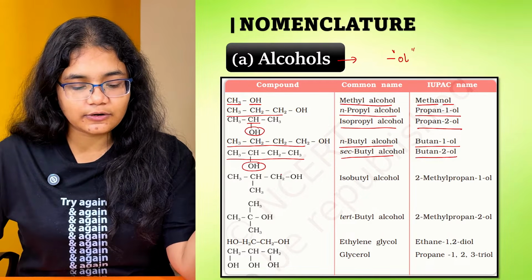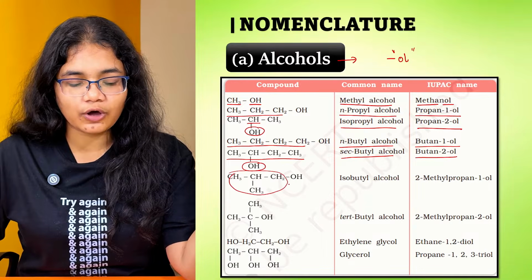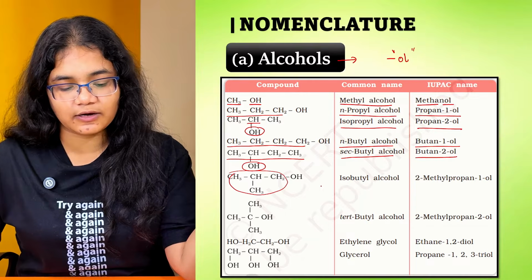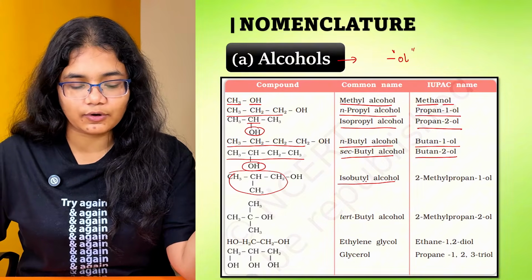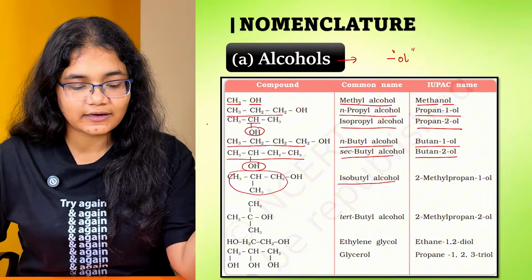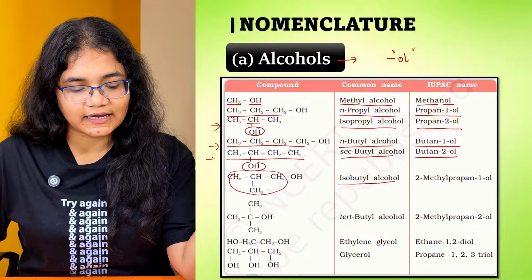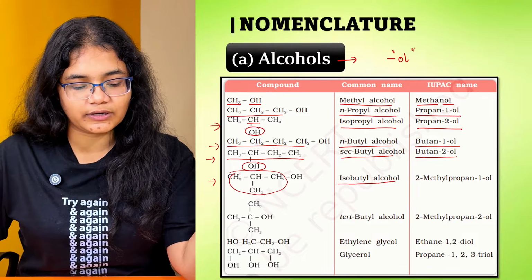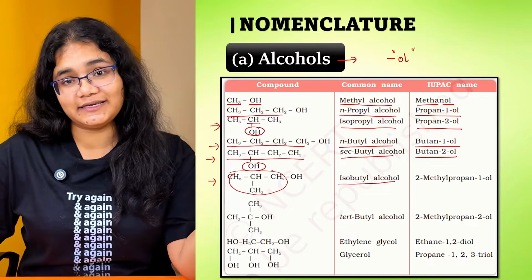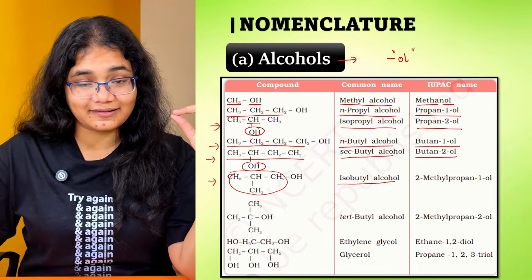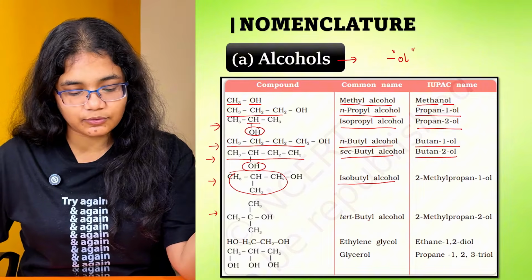Here you can see this particular group is called isobutyl. You can write 2-methyl propane 1-OL, and this is isobutyl alcohol. You must remember isopropyl alcohol, n-butyl, secondary butyl, and this isobutyl. These structures, the common names are more popular than the IUPAC name, so make sure you understand their common names and the structure. Similarly, you have tert-butyl alcohol.